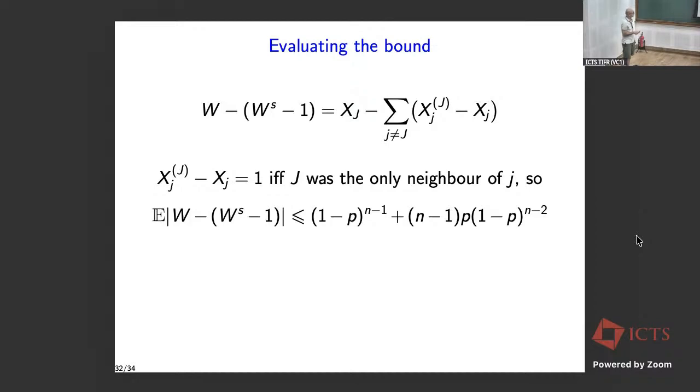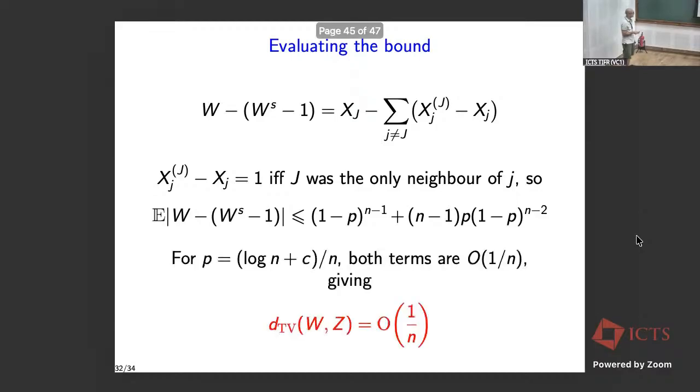That's this sum times the probability that a vertex has degree 1, which is (1-p)^(n-2), but one of them has to be turned on, which is probability p. Okay? And that's it. So that's our final bound: the total variation distance between the Poisson random variable and Z is just upper bounded by this expression.